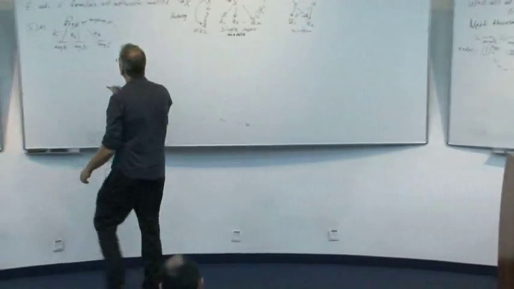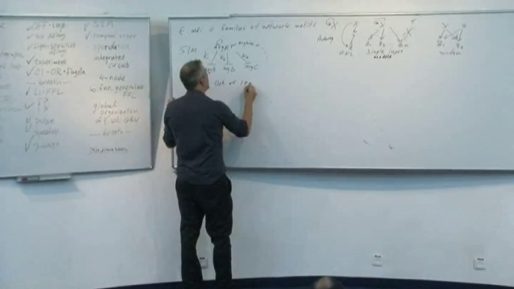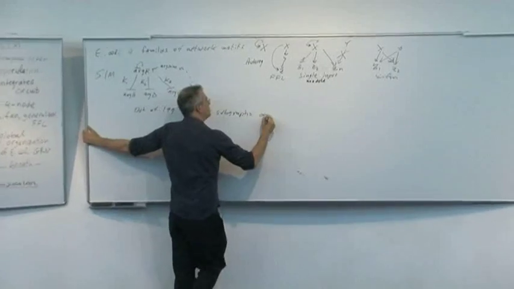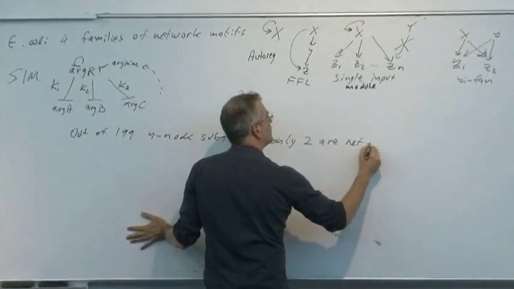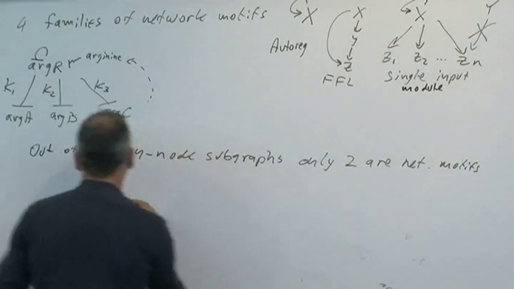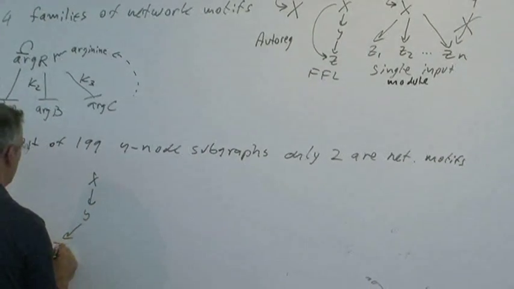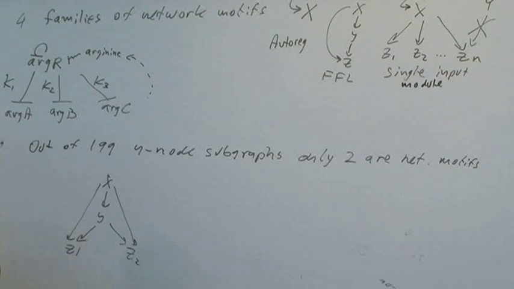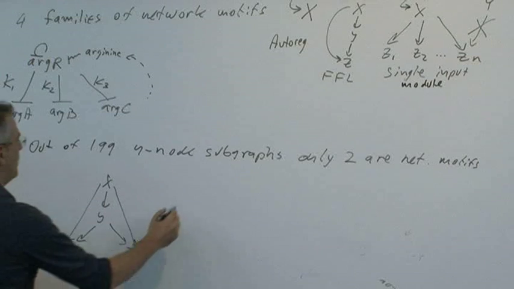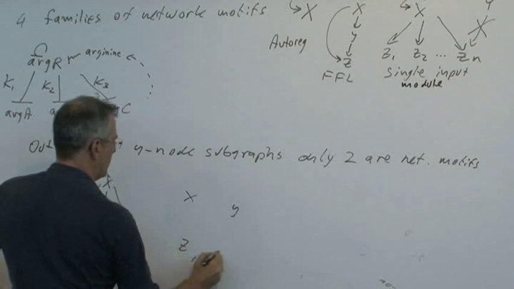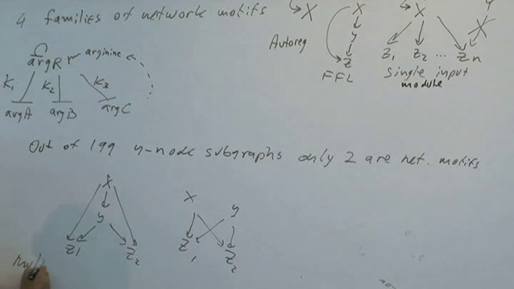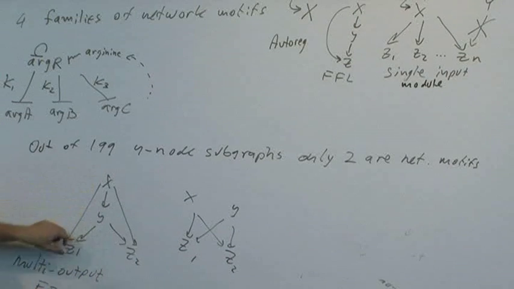So out of 199 4-node subgraphs, only 2 are network motifs. It's this one, and this one. This is a multi-output feed-forward loop. And when you see this, you understand exactly what it does.